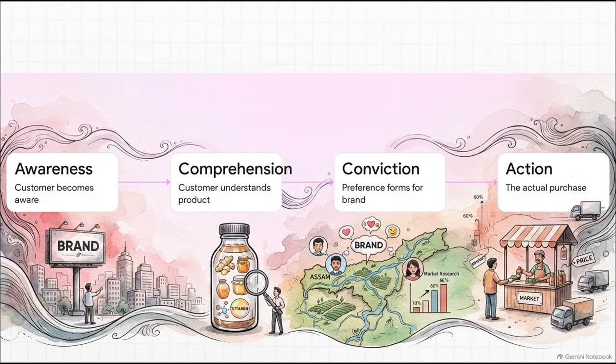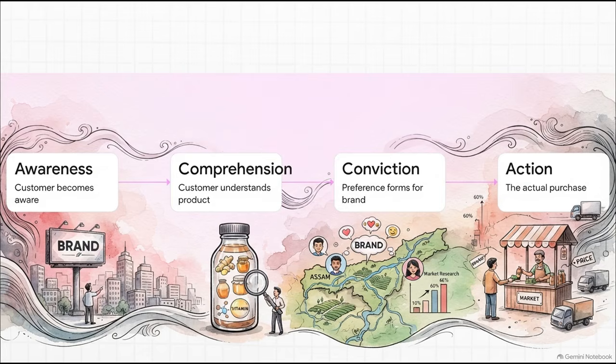Step 1 is awareness, where the customer literally just realizes your brand exists. Step 2 is comprehension. They actually understand what your product is. Step 3 is conviction. They form a mental or emotional preference for it. And step 4 is action. They finally buy the thing.